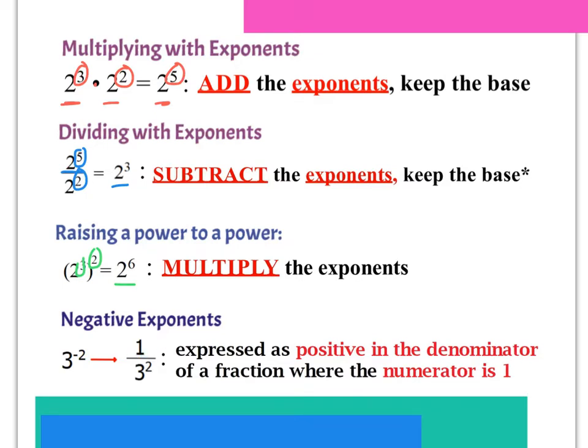If you are confused or don't understand this as much, go back to the negative exponent video and watch how we get this and why those two things are equivalent to each other. Why a negative exponent is expressed as a positive exponent in the denominator, and that 1 is our numerator.